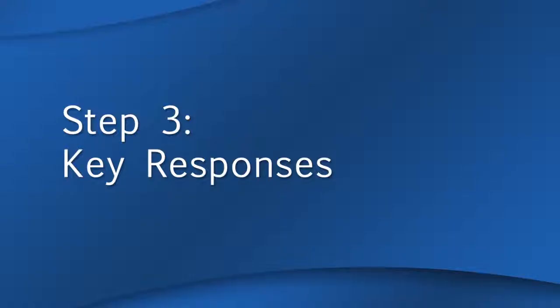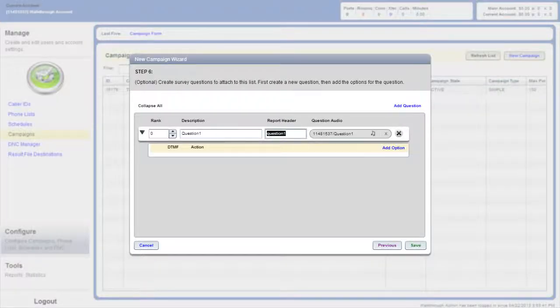Step 3. With the first question level now set up, you will then add the key press responses to be active for this question. To begin doing this, click Add Option, which is located on the right-hand side. Directly below the question, you will be adding these options. When you have added an option, you will assign the DTMF number. This is the key on the telephone that will be associated with an action.